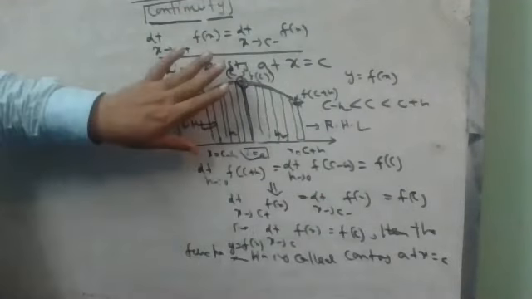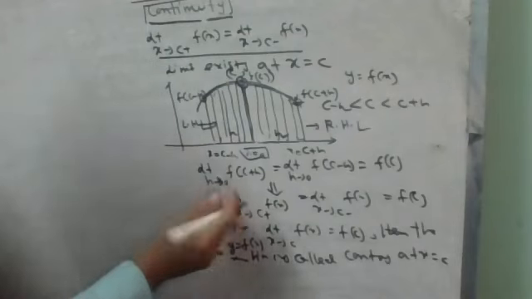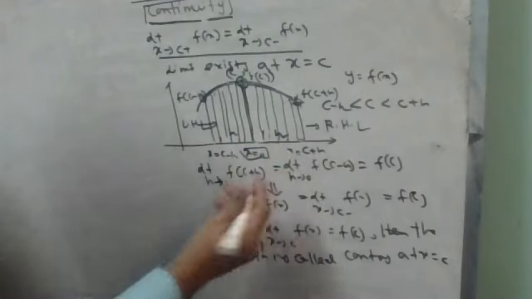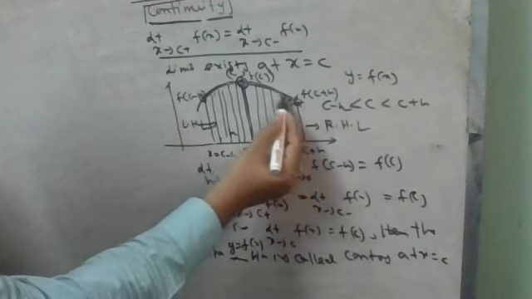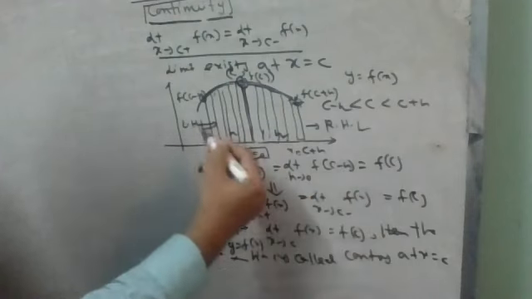Okay, that we have got by graphical representation, and here by mathematical representation: from the right hand part of x is equal to c, h tends to 0, f(c plus h), so the point is approaching this point. h tends to 0, f(c minus h), from the left hand side the point is approaching this point, is equal to f(c).